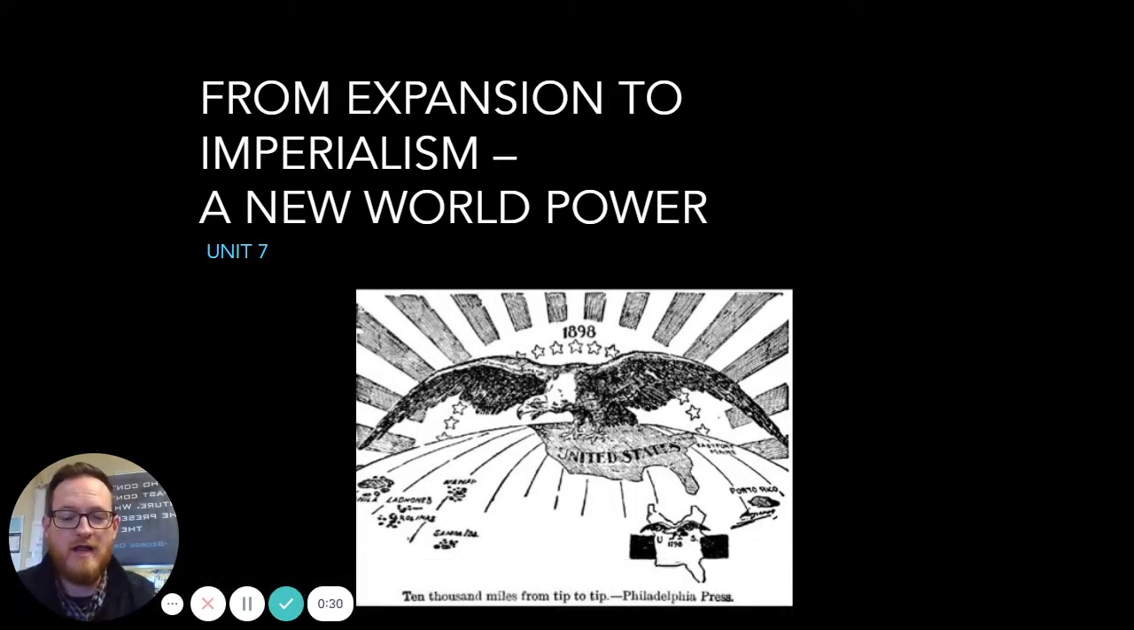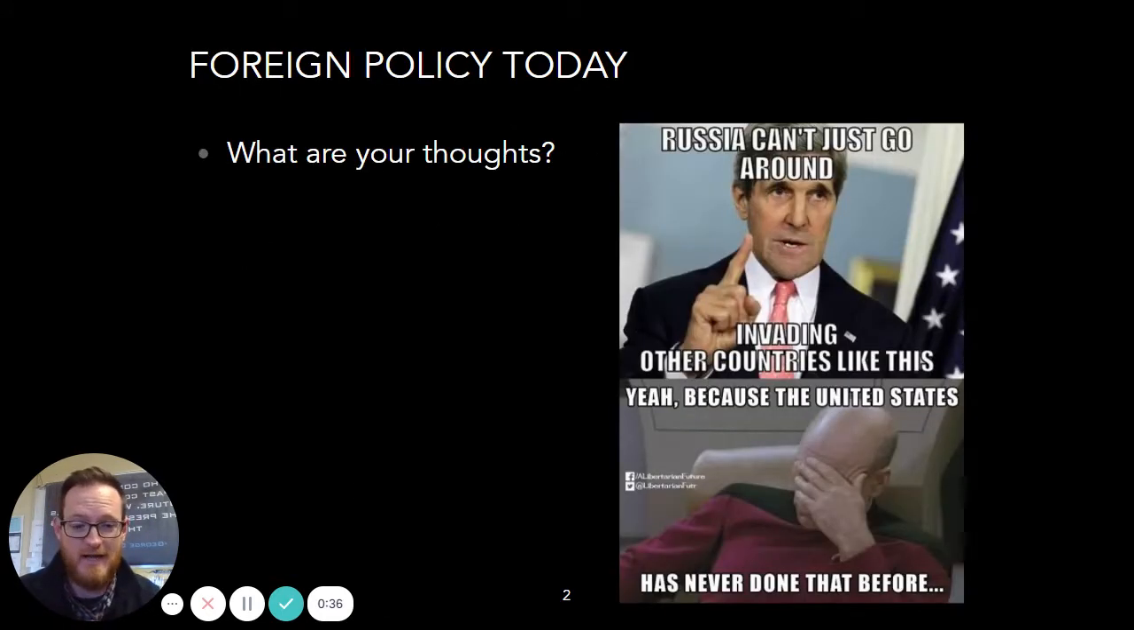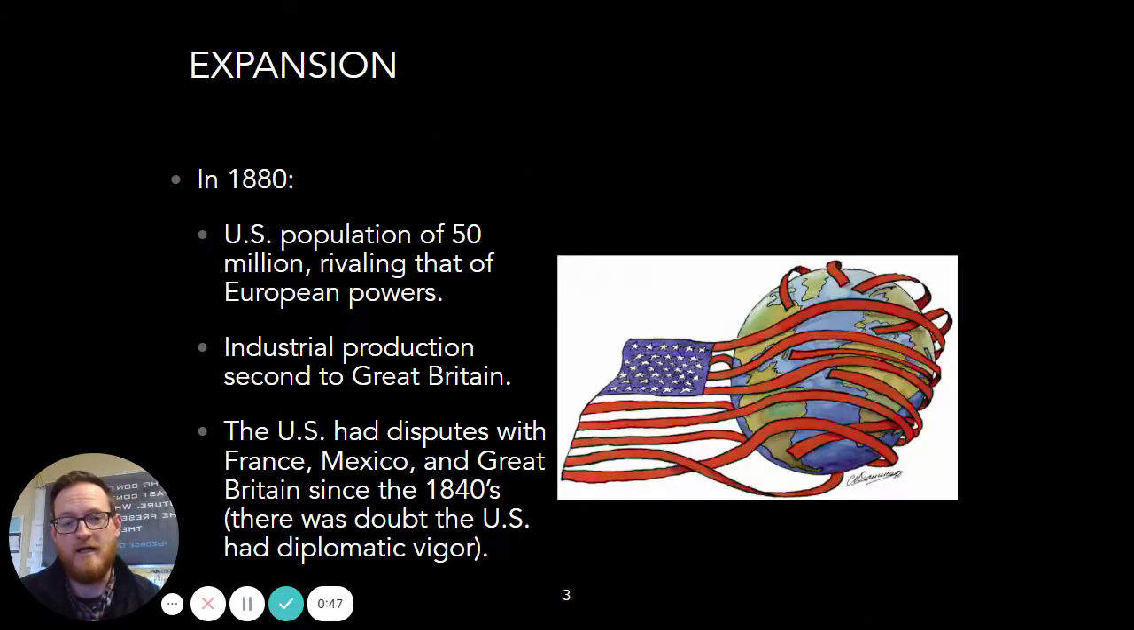This political cartoon right here really symbolizes what the United States is going to become as a result of imperialism during this time. This is a little meme here that came out when things were going kind of crazy in Ukraine. I encourage you to take a look at that and just think about what you think of that cartoon.